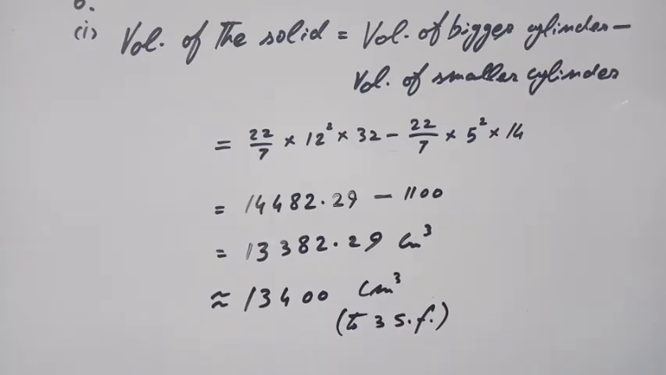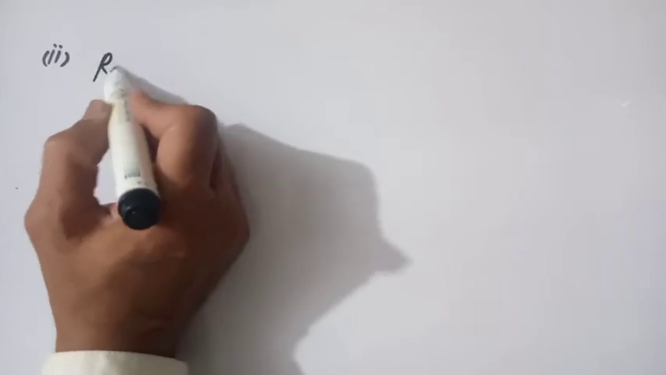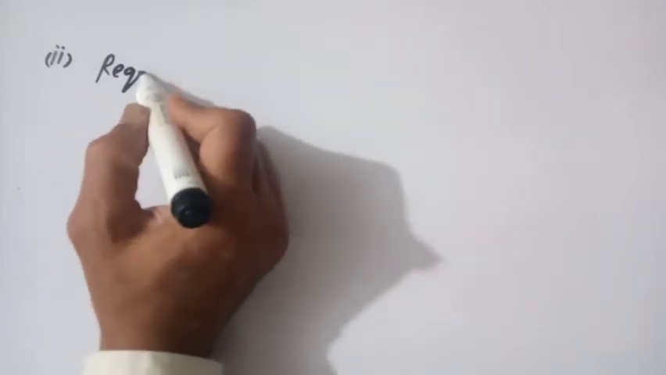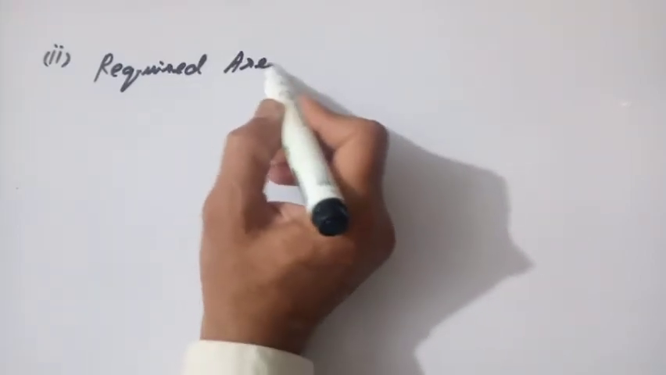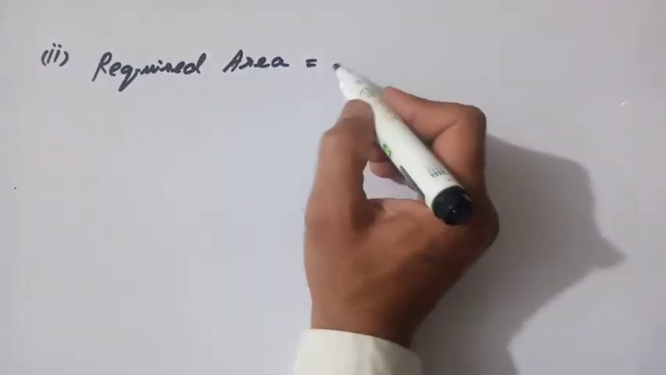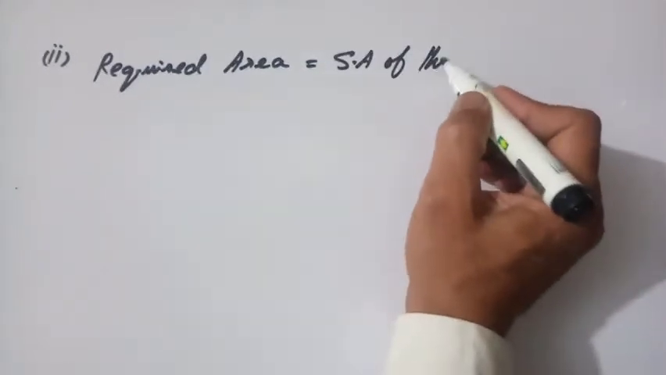Now for the surface area of this solid. Now the second part, we have to find out the area which is covered in paint. So required area is equal to surface area of the solid.